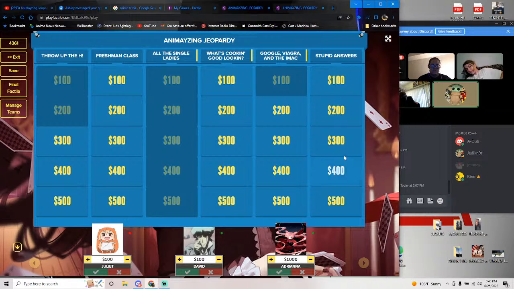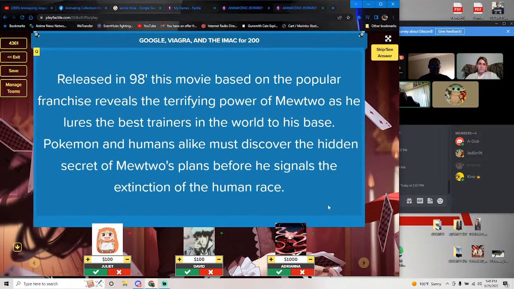Google 200, please. Okay. Released in 98, this movie based on the popular franchise reveals the terrifying power of Mewtwo. As he lures the best trainers in the world to his base, Pokemon and humans alike must discover the hidden secret of Mewtwo's plans before he signals the extinction of the human race. All right, before I get into this, Adriana, I need the title, not just the series this is based off of. All right, go ahead.